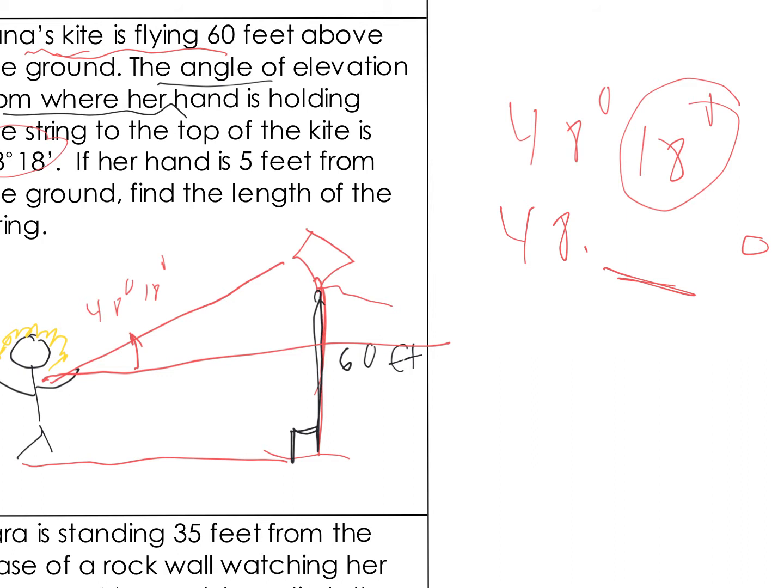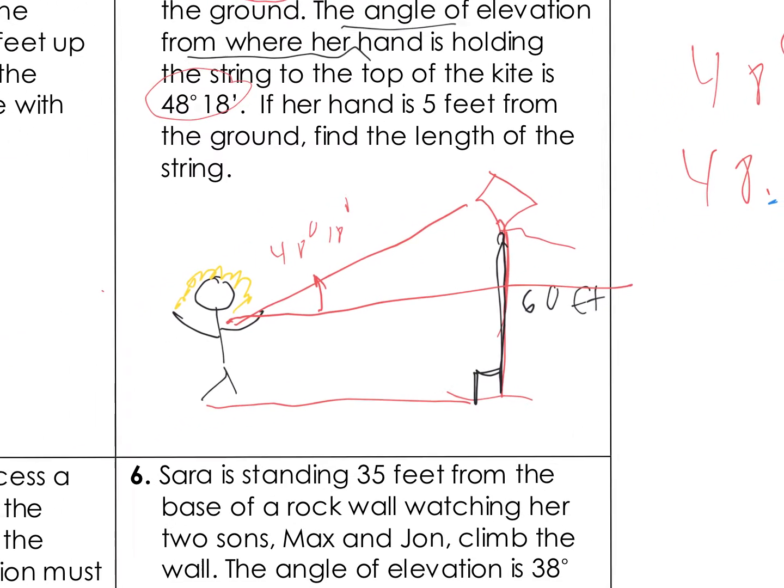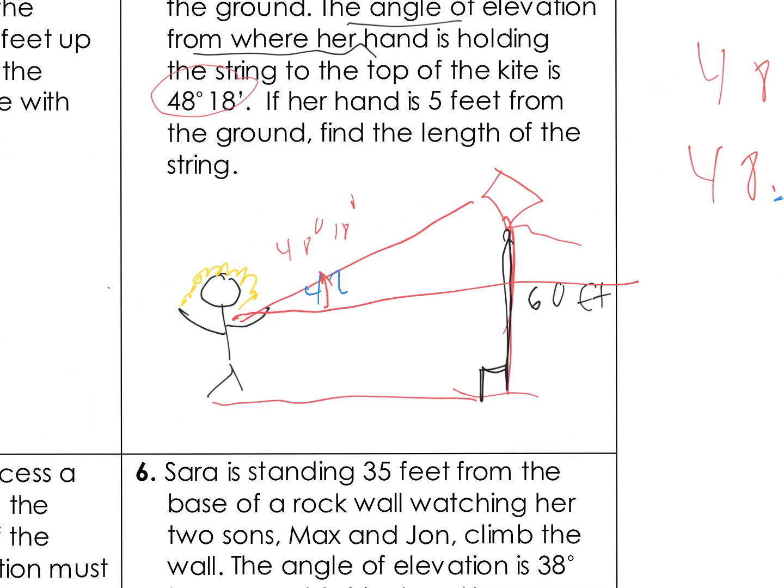So what is 18 divided by 60? Give me all the decimals. Anybody? It's 3/10. 0.3. Well, that's a decimal of 0.3, right? And there's no extra decimals. That's the angle I'm going to use, 48.3 degrees.